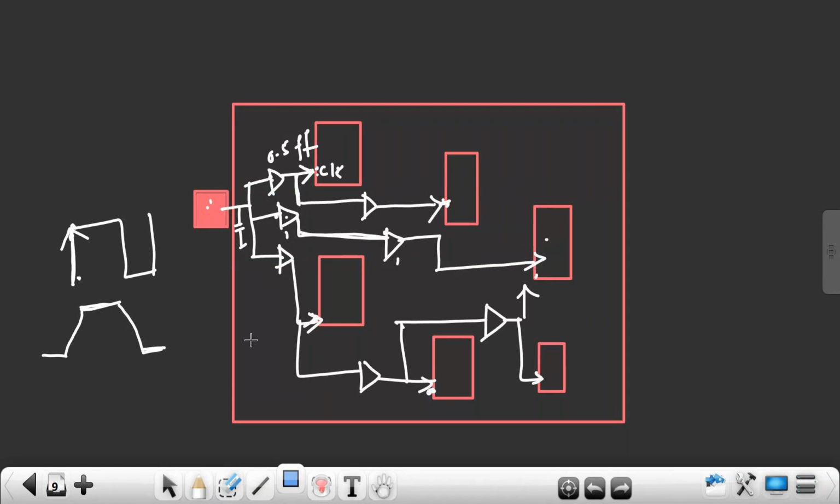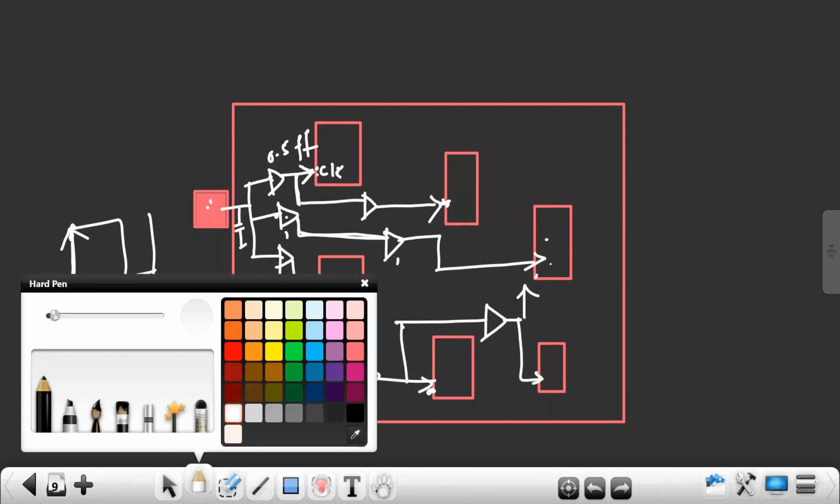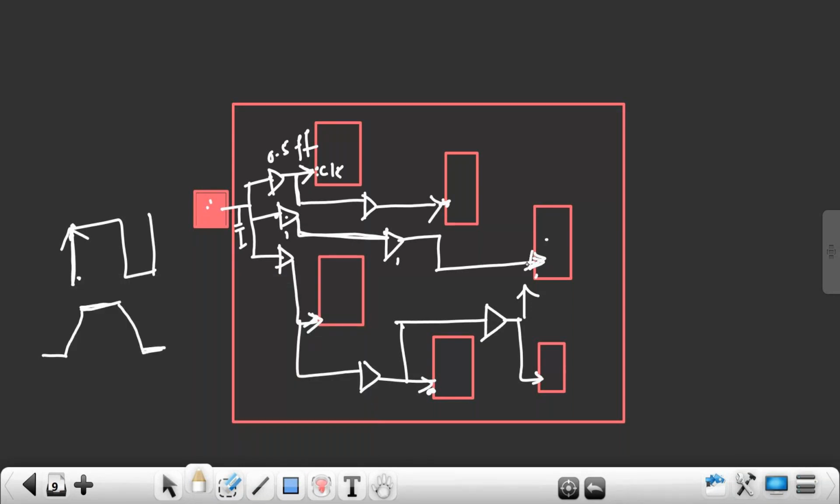The edge I am getting here at 0 nanosecond, the same edge I'll get at what nanosecond? 2 nanosecond. So for this flip flop, the insertion delay is 2 nanosecond. Means from the clock port to the clock pin of the flip flop, in between how much delay you have? 2 nanosecond delay. That delay is called as insertion delay or latency.